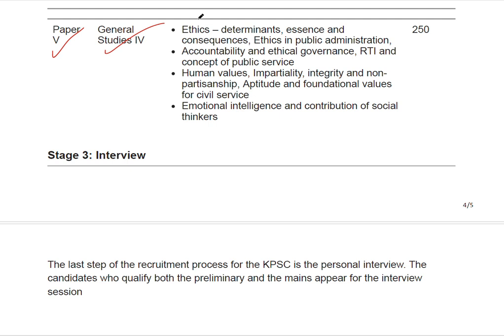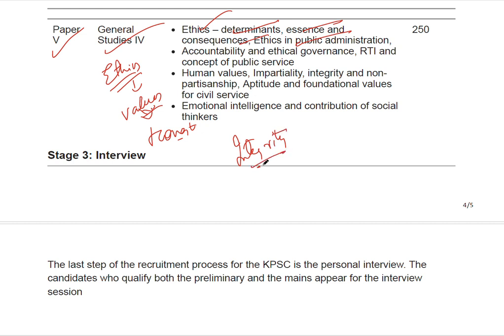This is the paper on ethics. If you are also preparing for the UPSC exam, there will also be a paper on ethics. Here also we have paper 4, which is ethics. Ethics, determinants, essence and consequences, ethics in public administration. So what is ethics? They are actually checking your values, whether you are going to be an honest officer or not. They are trying to check your personality with respect to values, honesty, integrity. These are different values: sincerity, punctuality, dedication with respect to services.